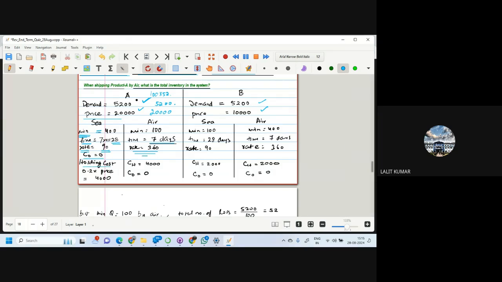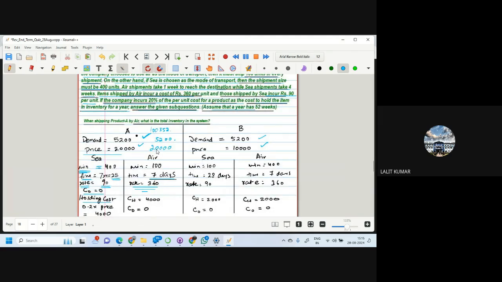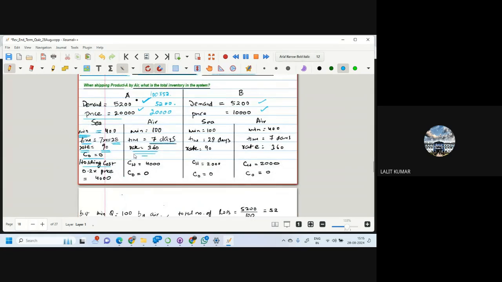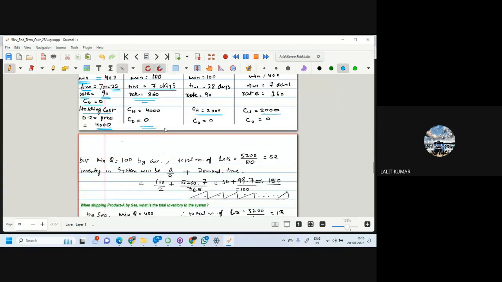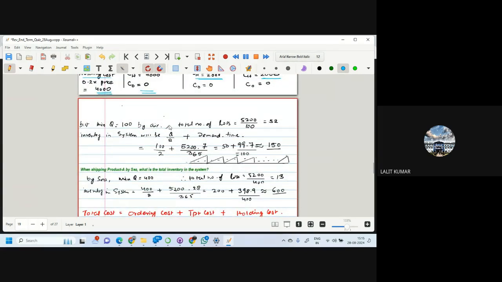Holding cost they have given, it is 20% of the price. So the holding cost for A is 4,000, which is the same for both, 4,000, 4,000. For B, this is the same, only the holding cost changes because the price is 10,000. So holding cost changes.